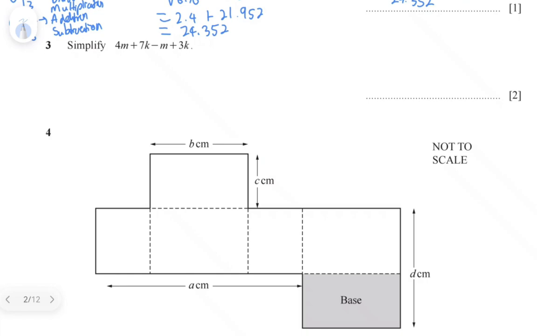Moving on to this algebraic equation, we have 4m plus 7k minus m plus 3k. So we have to group the like terms together. We have m and k, so let's rewrite this equation to group them together, giving us 4m minus m plus 7k plus 3k, which will then give us 3m plus 10k, as we will add or subtract the coefficients of each of these terms, with no coefficient meaning the coefficient is 1. Alright, so thus our final answer is 3m plus 10k.